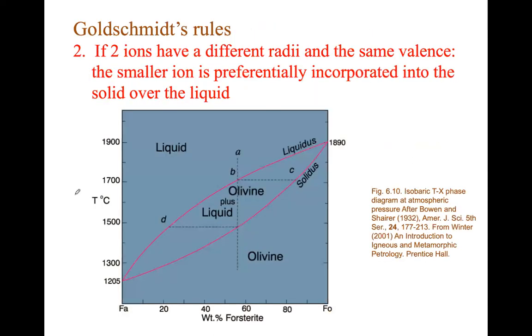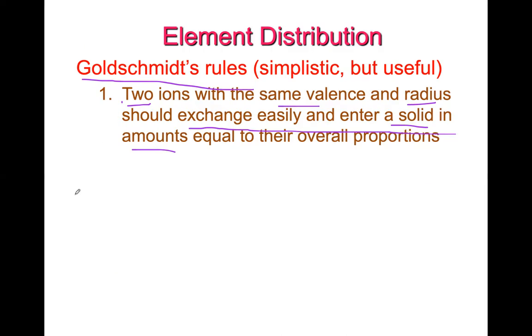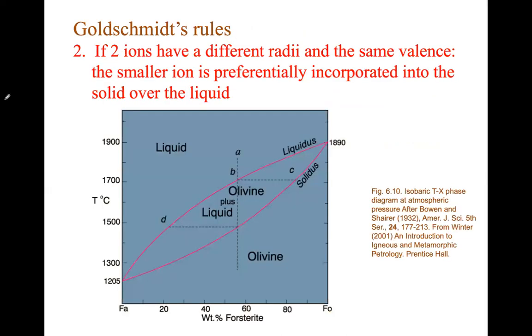And there is another rule, the second rule. It says that if two ions have the same valence but different radii, the small ion is preferentially incorporated into the solid over the liquid, right?